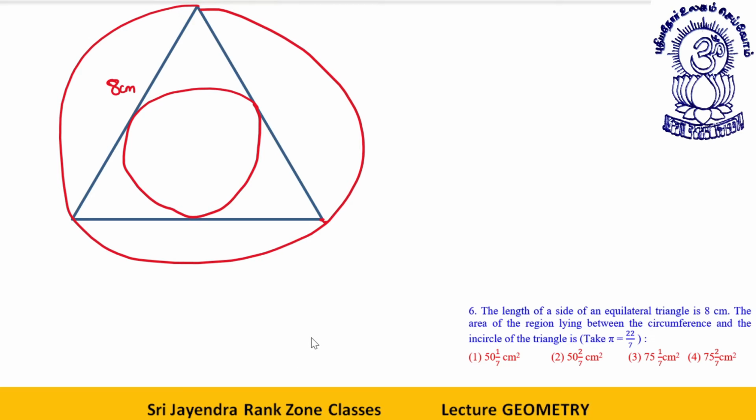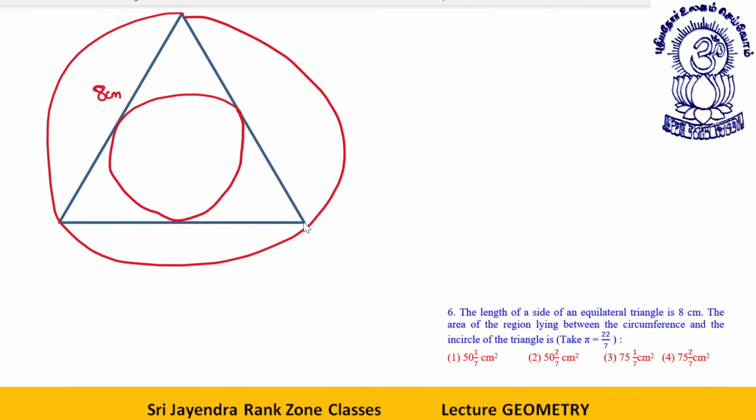Okay, assuming that it touches at this point. Okay. So what is the required area? The required area is big circle minus small circle. Okay. Big circle minus small circle.